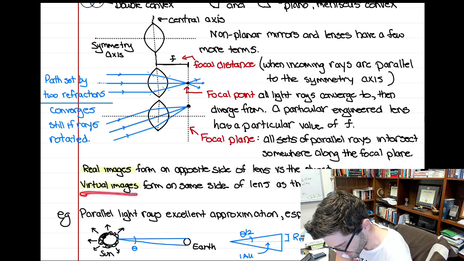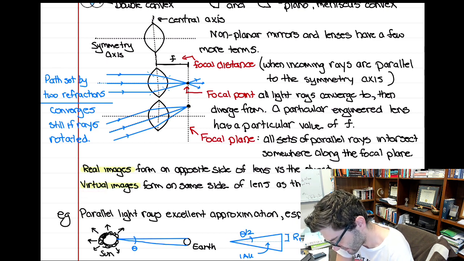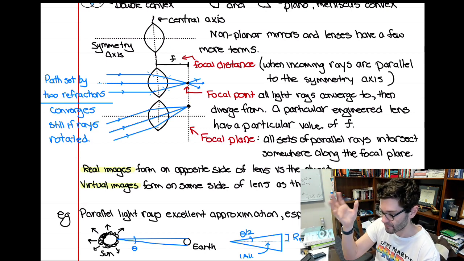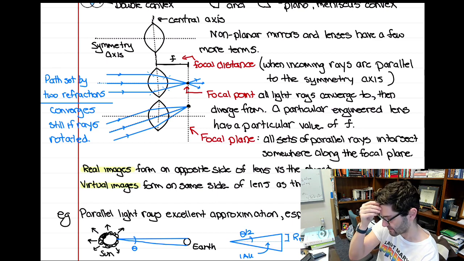As compared to virtual images, which we saw with mirrors, virtual images will form on the same side as the lens. And there will be no actual object there; it will appear like light is emerging from those locations, but no actual object will be there.